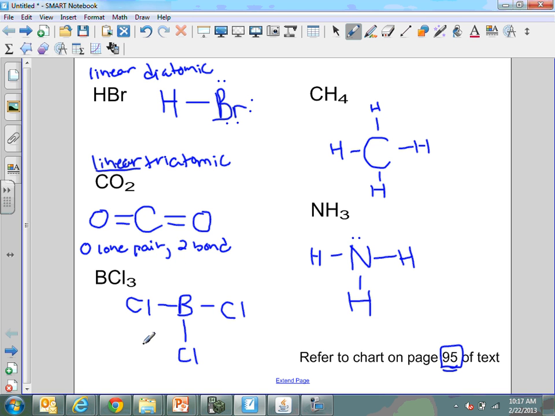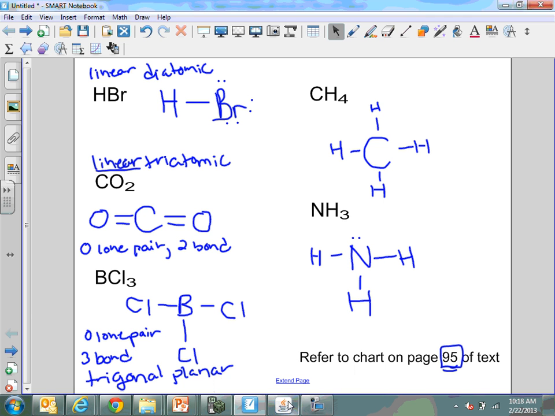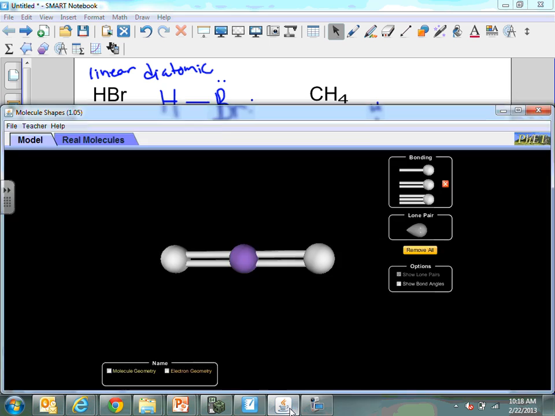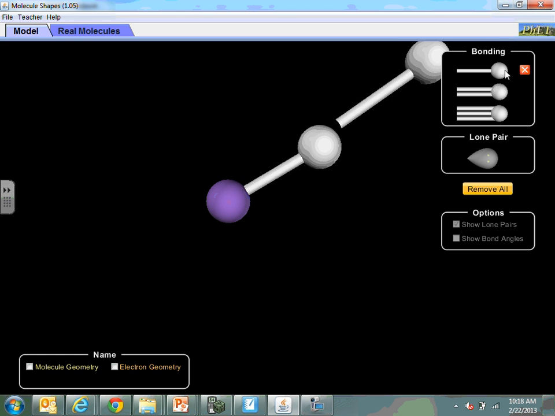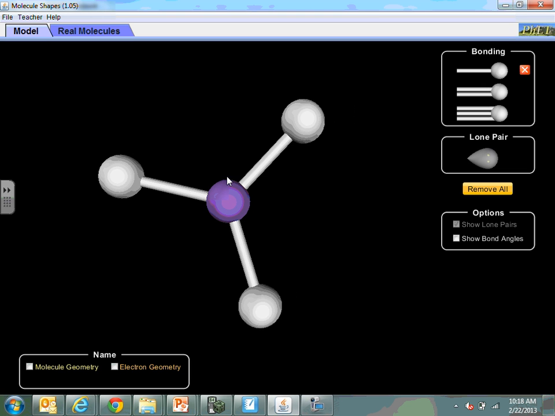Next one, we look at BCl3. So my central atom is a boron, and it's got 0 lone pair and 3 bond. So if we check the table on page 95, this is going to give us a trigonal planar. And if we look at the shape of that, boron would be our central atom, the purple, and then we've got 3 single bonds attached to it. No lone pairs around the boron.